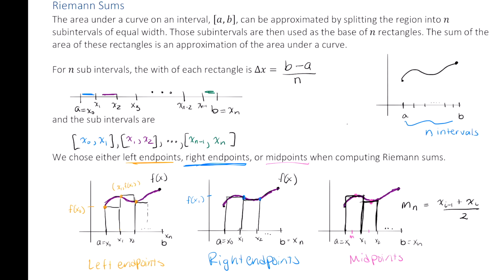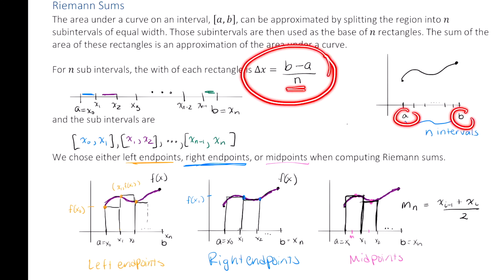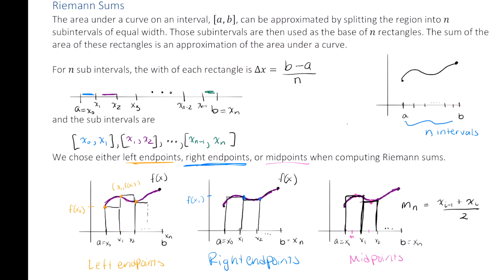In summary, to estimate the area under a curve, you can break the region into n intervals, find the width of these intervals by doing largest minus smallest divided by the number of intervals, and then you get to choose: are we looking at left endpoints, right endpoints, or midpoints? If you're looking at left endpoints, then you evaluate your function f at the leftmost endpoint. If you're looking at right endpoints, then you evaluate your function f at the rightmost endpoints. And if you're using midpoints, then you find the midpoint of each individual interval and evaluate your function f at that midpoint.